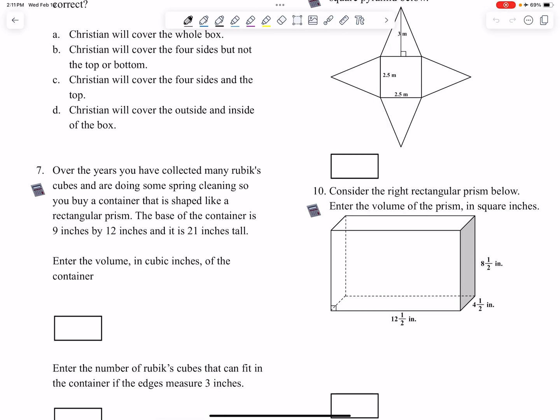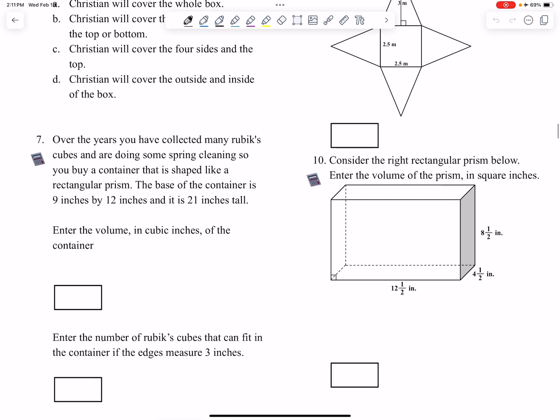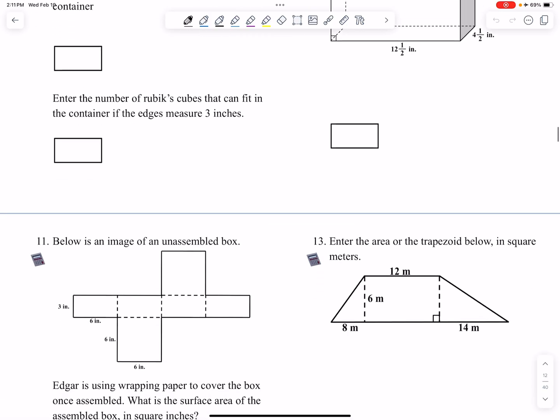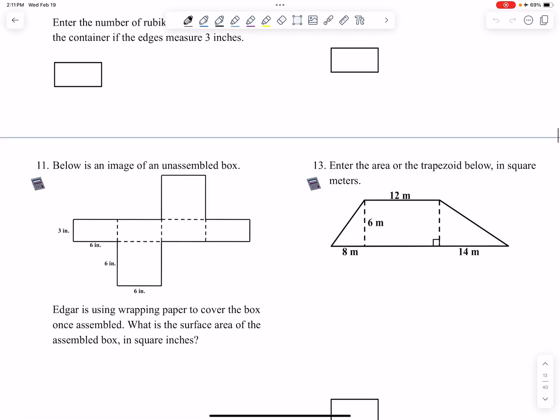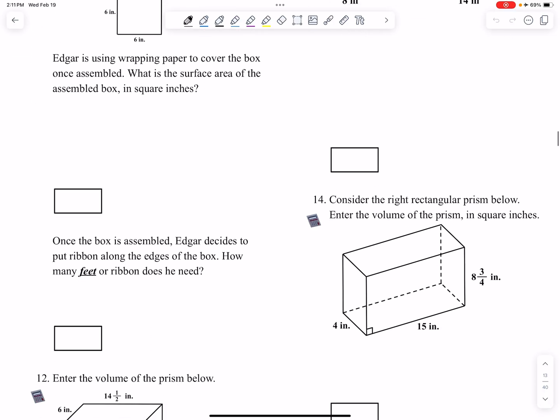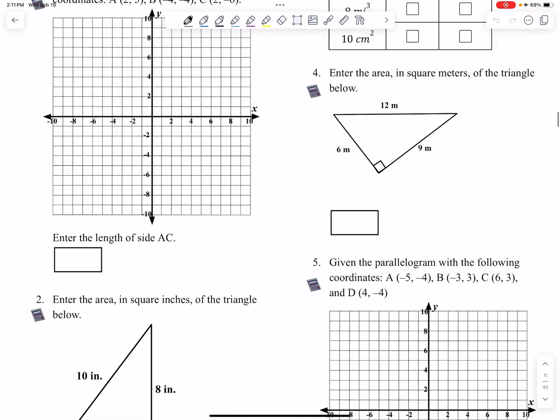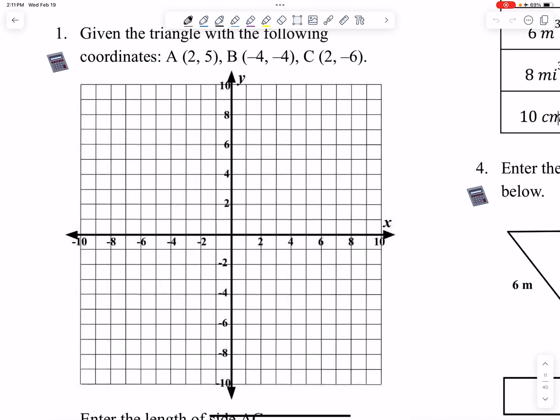I got a rectangular prism, so that's volume. Rubik's cubes, a rectangular prism, again more volume. So now I'm getting my head wrapped around it. Not that bad, and I get to use a calculator. Yay. All right, so let's go ahead and get started with number 1.